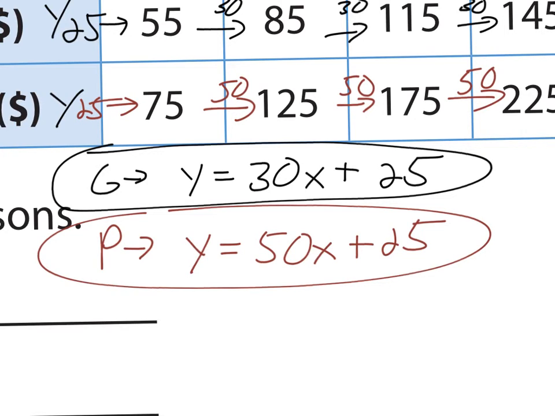Now, which one of these is cheaper? The group or the private lessons? Group. How much does group cost per lesson? 30. How much do private lessons? 50. All right, that's per lesson. So if you're going to go private, that's going to be $20 per lesson more.